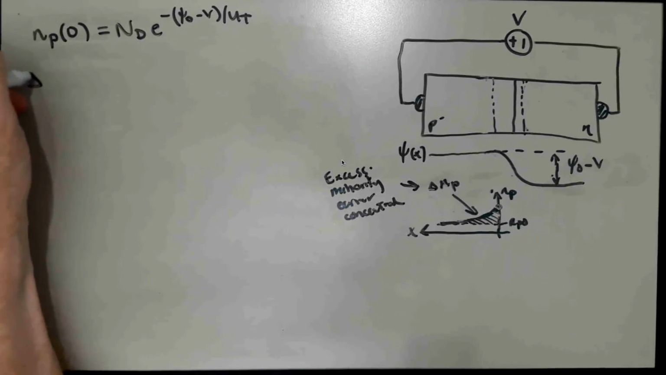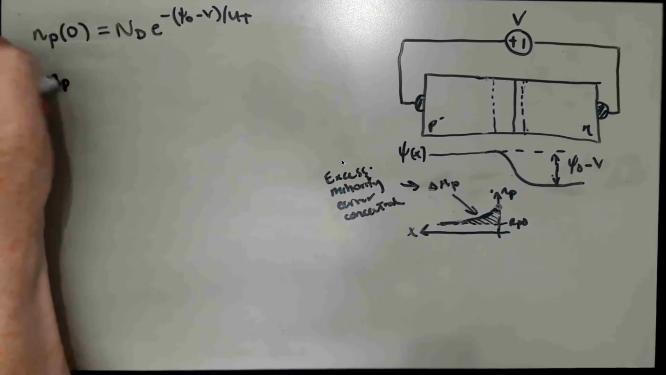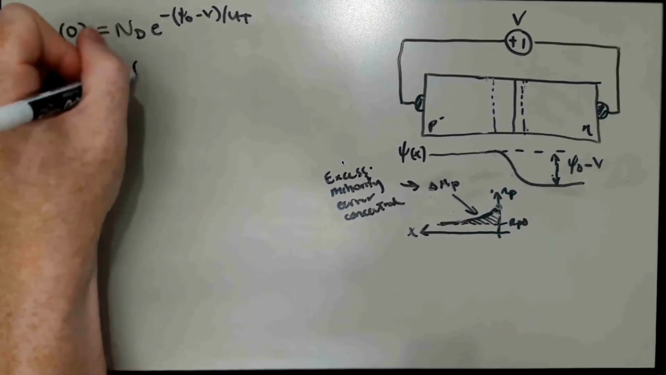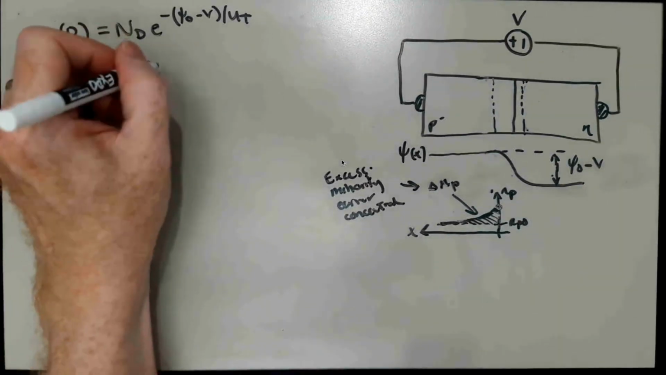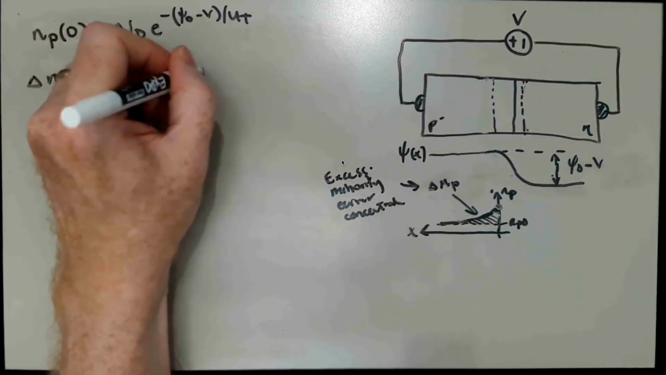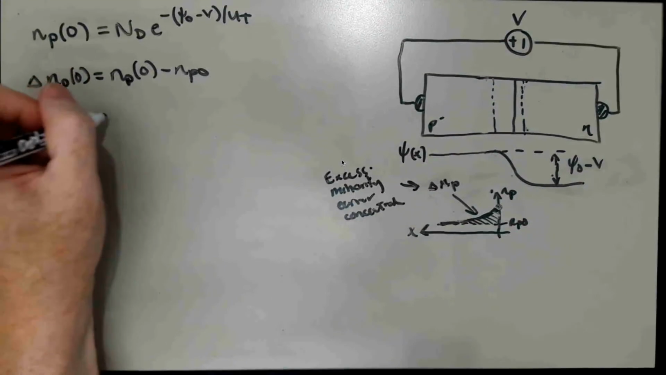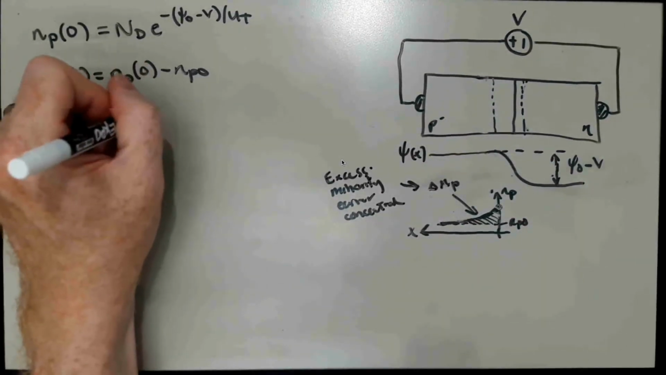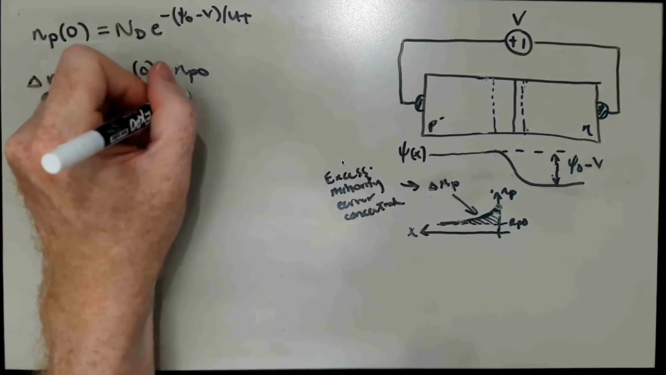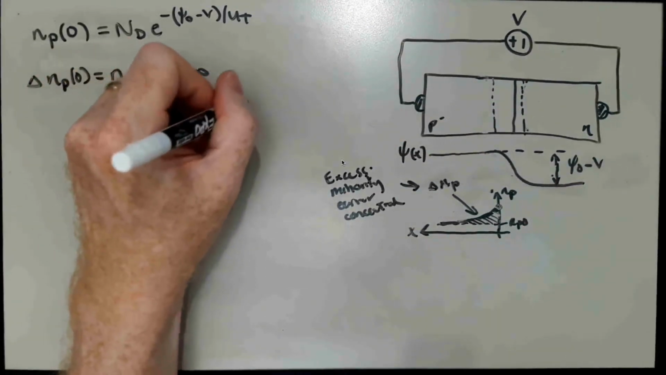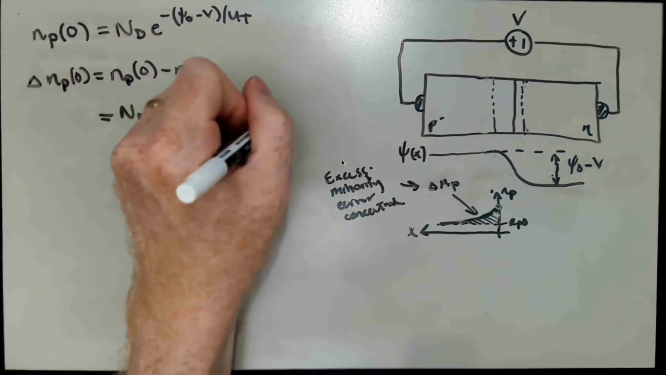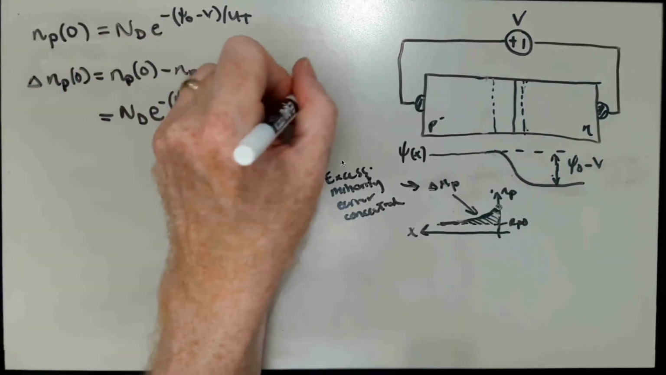And so delta N sub P of 0 would be equal to N sub P of 0 minus NP0. And that's equal to N sub D e to the minus psi 0 minus V over ut, minus what NP0 was, which was N sub D e to the minus psi 0 over ut.